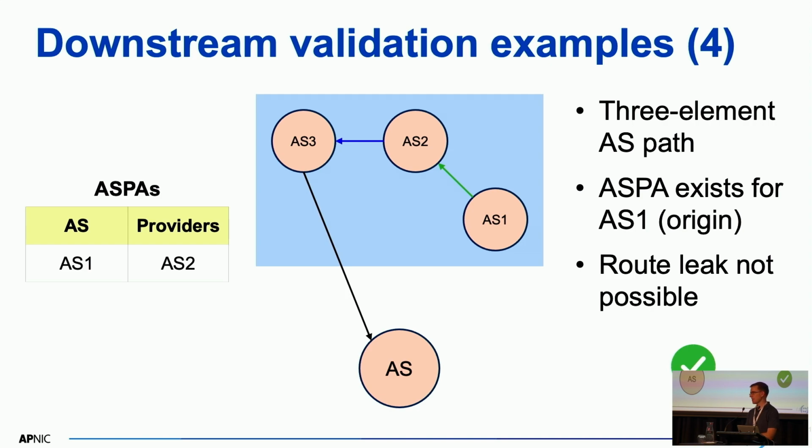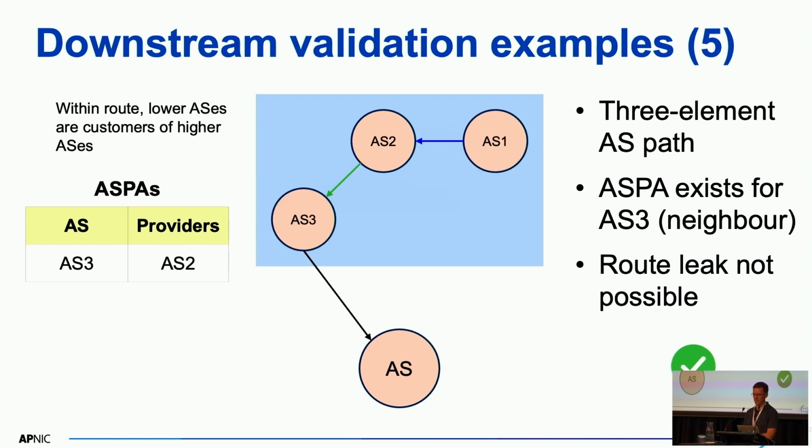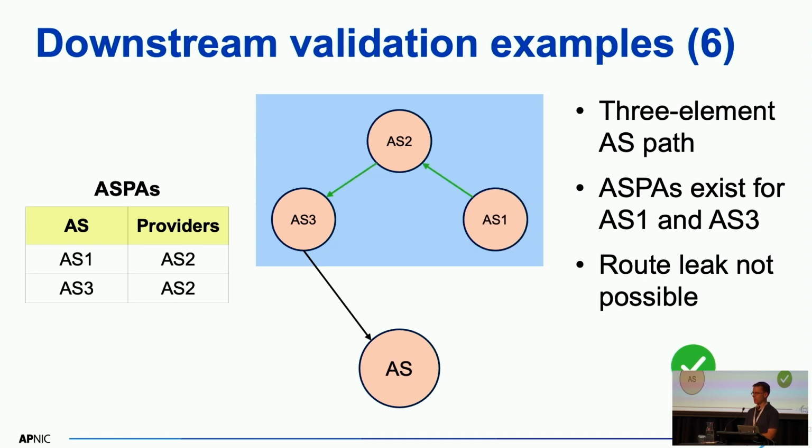Fortunately, it doesn't take many ASPA objects for things to become valid. If AS1 issues an ASPA for AS2, it's no longer possible for there to be a leak, and this becomes valid. The mirror image of that is if AS3 were to issue an ASPA for AS2, the same thing applies. And of course, if they both issue ASPAs, hooray, it remains valid. This example helps to illustrate that idea of the up ramp followed by the down ramp.